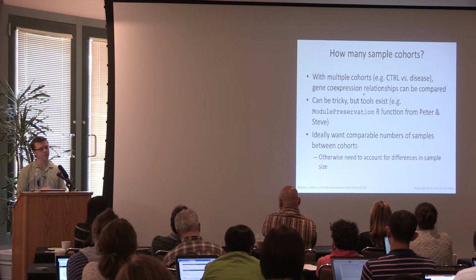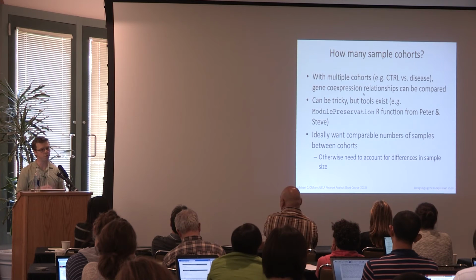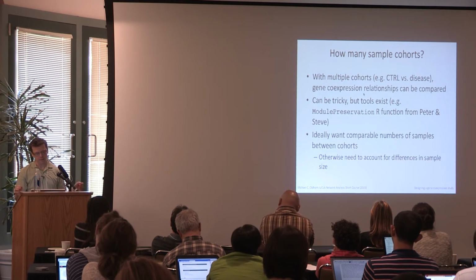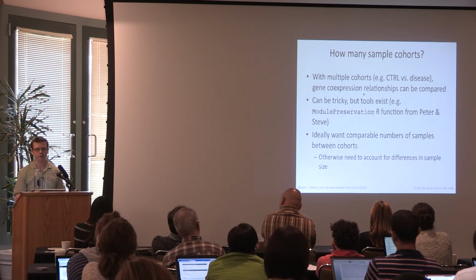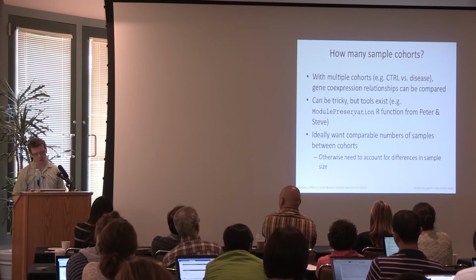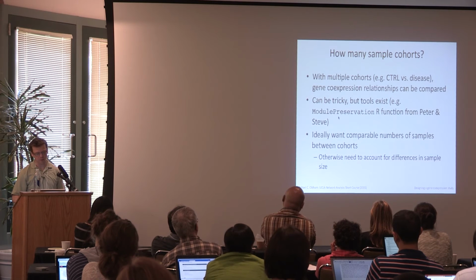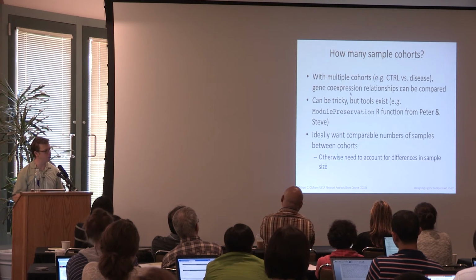And if you're designing an experiment from scratch, there are different ways you can consider both structuring the data generation and the data analysis, and there's not necessarily one right path, right? This module preservation function that Steve and Peter have created is one very helpful tool for looking at differential co-expression relationships. You have to be careful when you're doing that that the data sets you're comparing have comparable numbers of samples, ideally, right? Otherwise, it's something you have to control for explicitly.